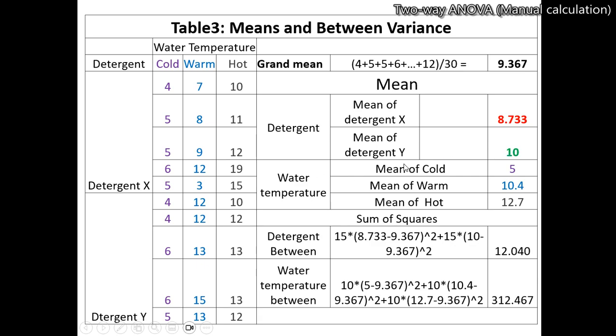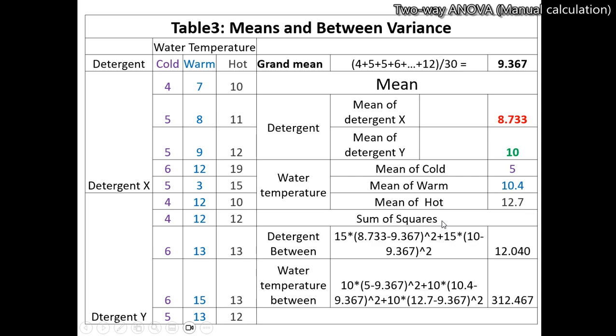Then for water temperature, we have three categories. So we have calculated the mean of cold water. The total number of samples for cold water is 10. So the mean value is 5. The value for warm water is 10.4 and the mean of hot water is 12.7.